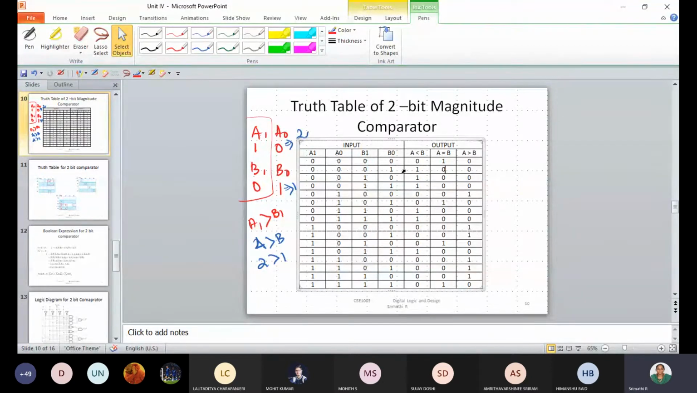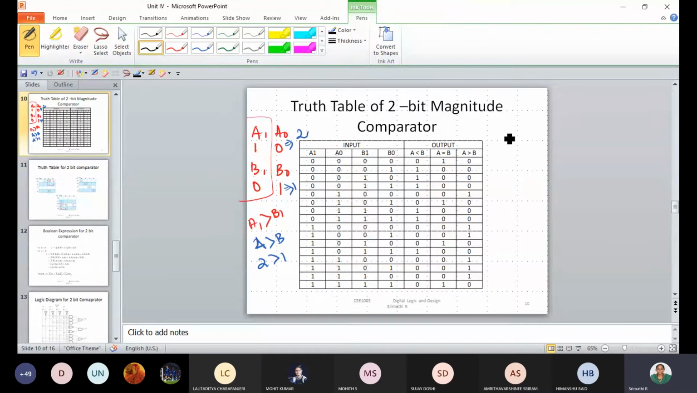Compare here first A1 with B1; the first bit is equal. For the second case, A1 and B1 are equal, and then go ahead with the next least significant bit. If you compare A0 and B0, B0 is greater. Obviously your B input is greater, so A less than B is 1. I think you are getting me.